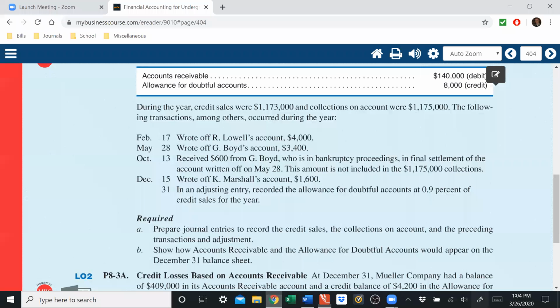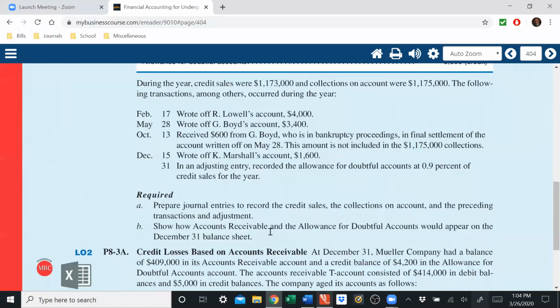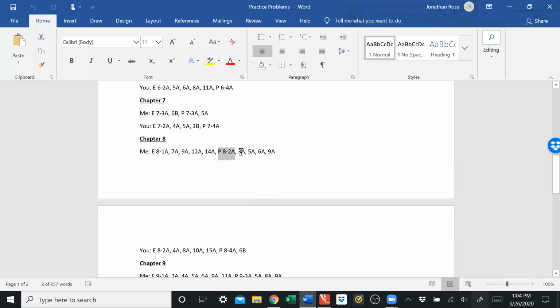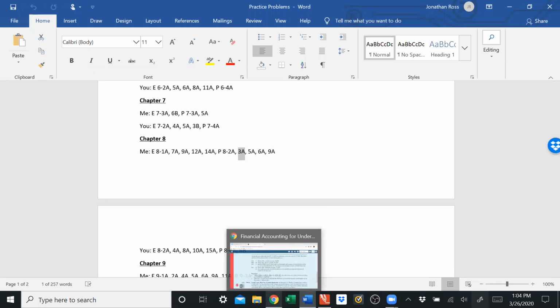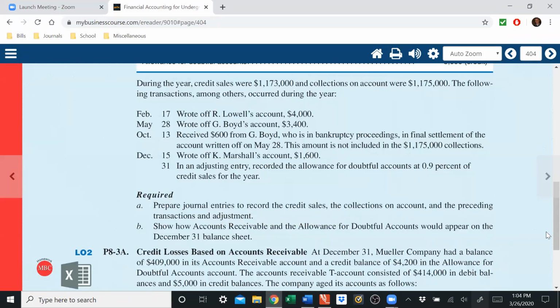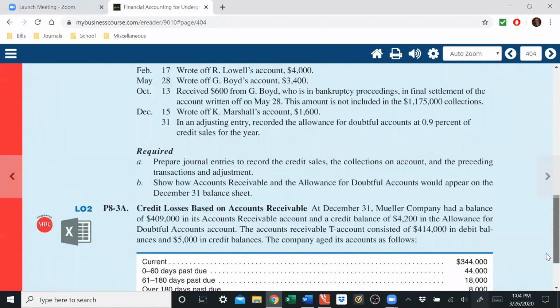Problem 8, 2A. Nothing? All right. Let's do, well, we have 1 minute left. I guess let's do 8.3A. And then we'll call it a day. We have a question.